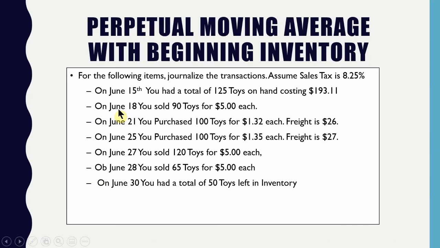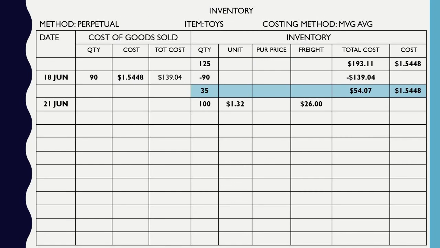So then, on June 21st, we end up purchasing an additional 100 toys at $1.32. All we have to do is pop that in there and solve for the purchase price of $132 plus 26 to give us a total of $158. We stop there and we need to readjust and recalculate because now we have a total of 135 available items at a new total cost of $212.07.